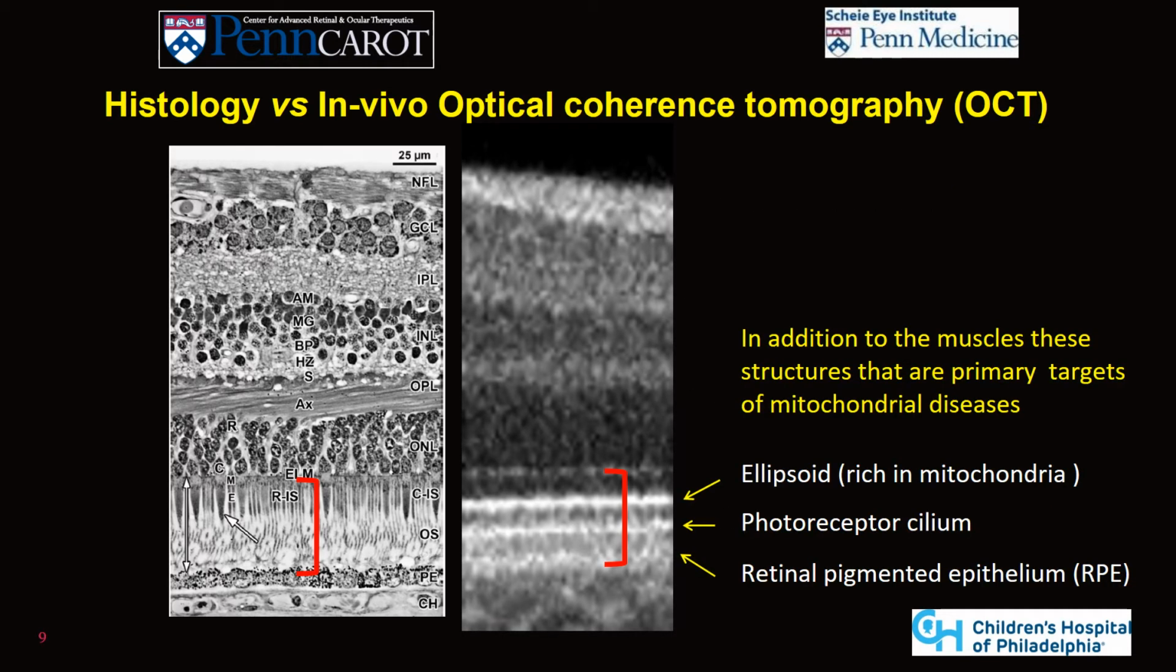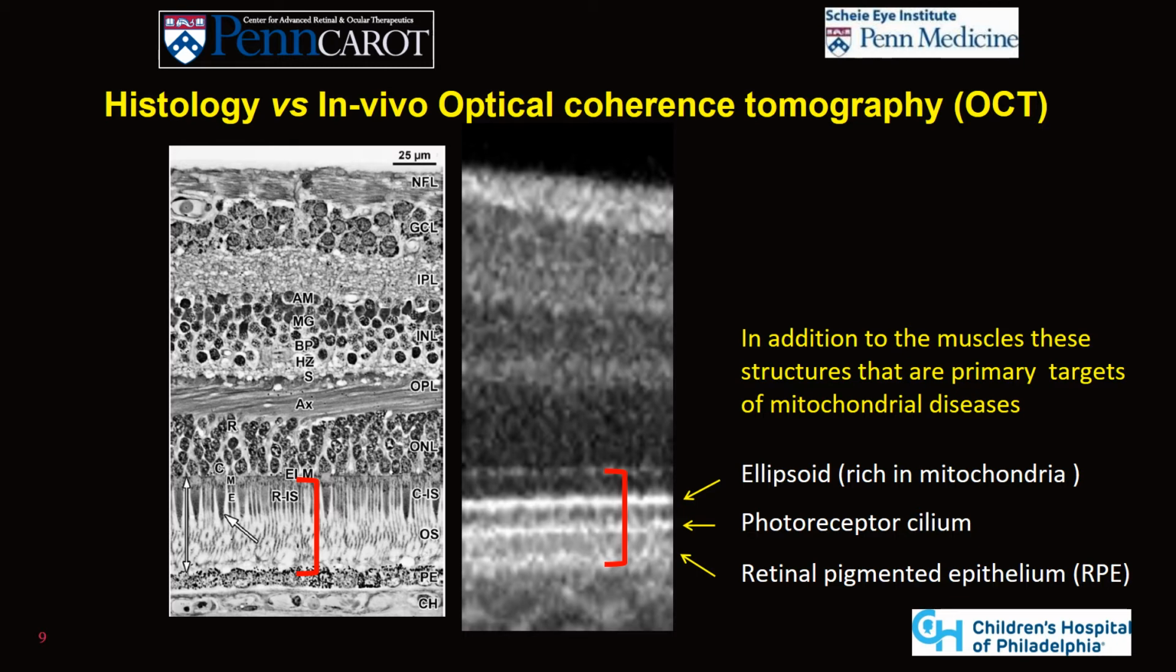More importantly, we can actually see the cilia of the photoreceptors. The retinal photoreceptors are actually ciliated cells, like the cells in the inner ear. And in this imaging modality in the clinic, we can see the structures of the outer retina.